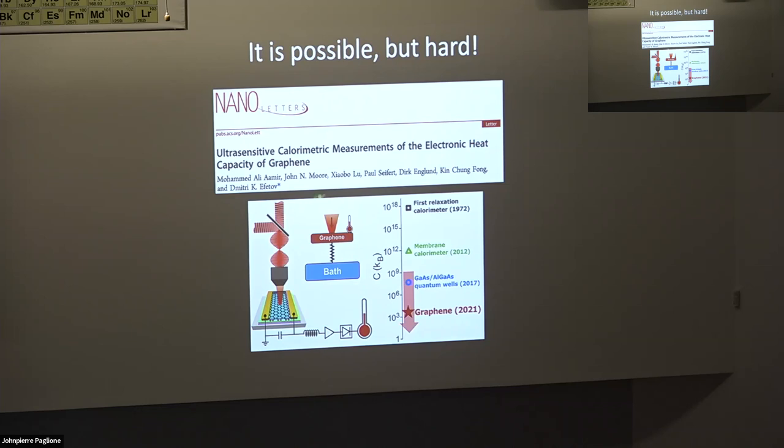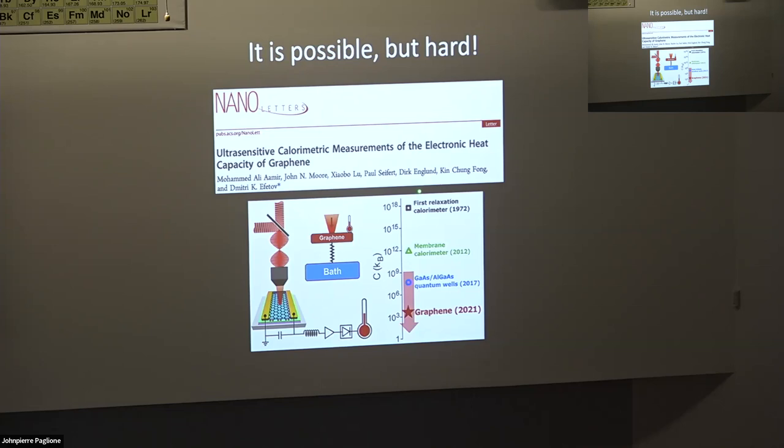You can think about you're dumping heat into the graphene. It has some heat capacity, like a capacitance, and then there's some thermal resistance to that. So by looking at these RC times, they can measure this capacitance. And so the result of this is that they were able to measure heat capacities.